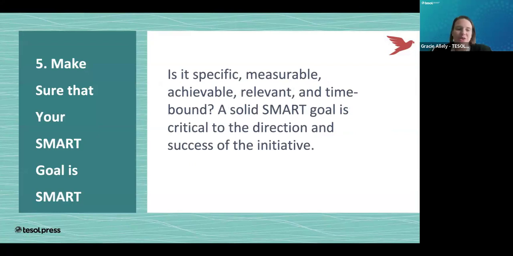Number 5, again, is to make sure that your SMART goal is SMART. Making sure it's specific and measurable and achievable and relevant and time-bound. This is critical to the direction and success of the initiative, and just making sure you're staying on track and choosing something that will work best for you, your school, and your fellow teachers.